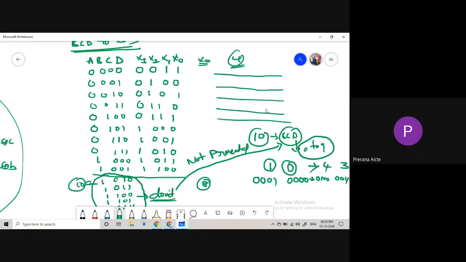So for X0, one 4-variable K-map. The numbers 10 to 16 are don't care terms. So 0, 1, 2, 3, 4, 5, 6, 7, 8, 9, 10, 11, 12, 13, 14, 15. So what are the don't care terms here? 10, 11, 14, 15, 12, 13, right?